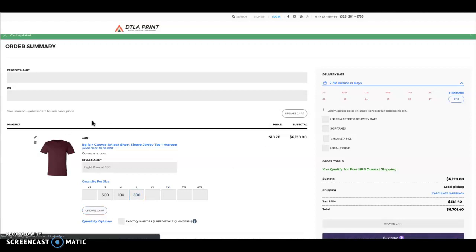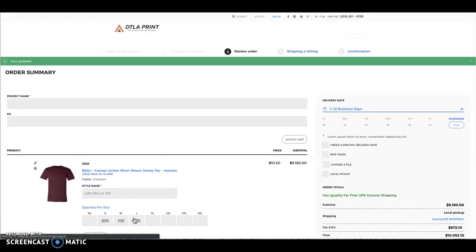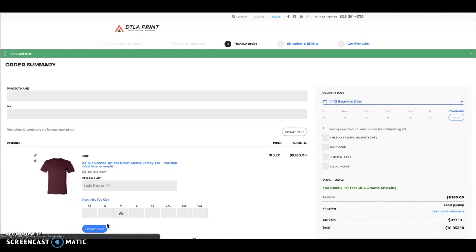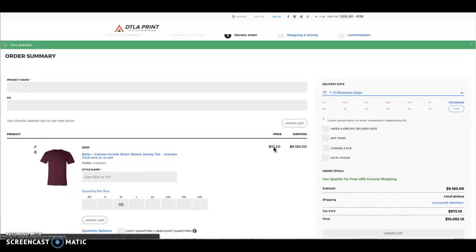And let's see. I just want to see if actually going down in price it is calculating, because going up in quantity, it's not recalculating the price. But if I was to all of a sudden take all of it to 98 pieces, which again, if it goes below 100, it would be a new price break.